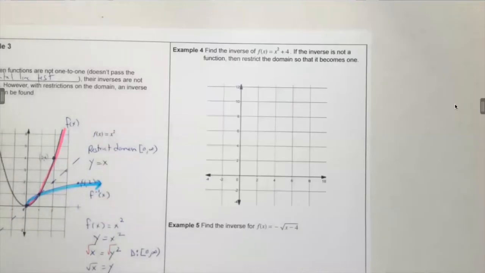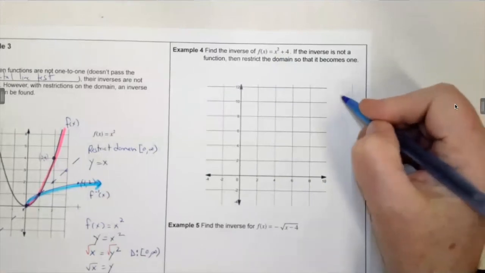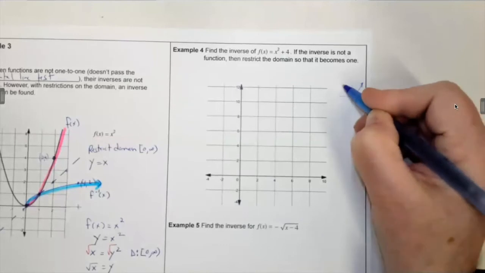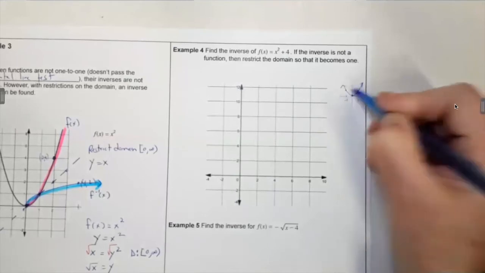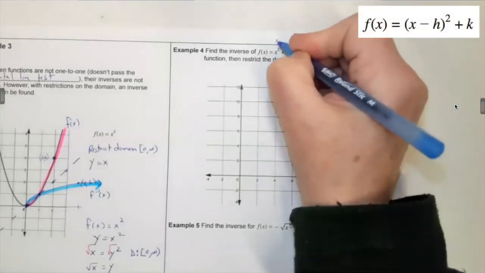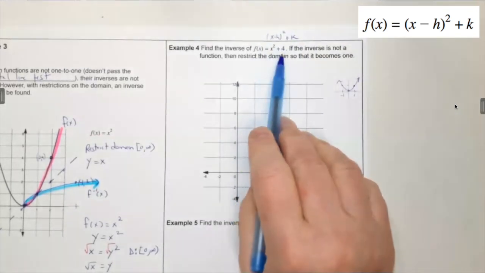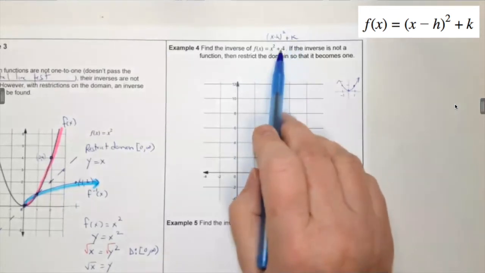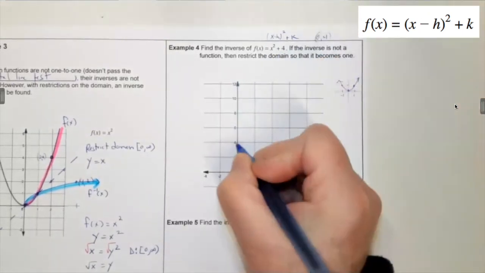Find the inverse of f of x equals x squared plus 4. If the inverse is not a function, then restrict the domain so that it becomes one. This is a quadratic. The quadratic at the origin: 0, 0, 1, 1, negative 1, 1. This quadratic is not being shifted on the x, the x minus h squared, it's being shifted up 4 units on k. My center here would be 0 for x, 4 for y. That is where the vertex is, 0, 4.